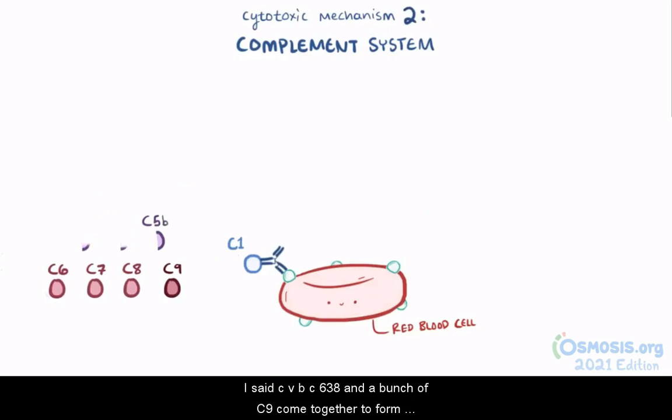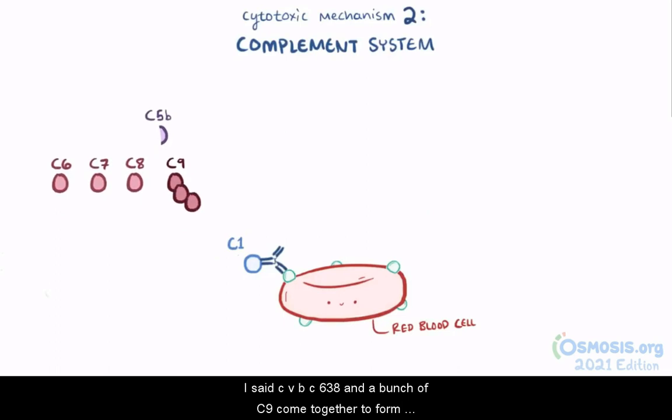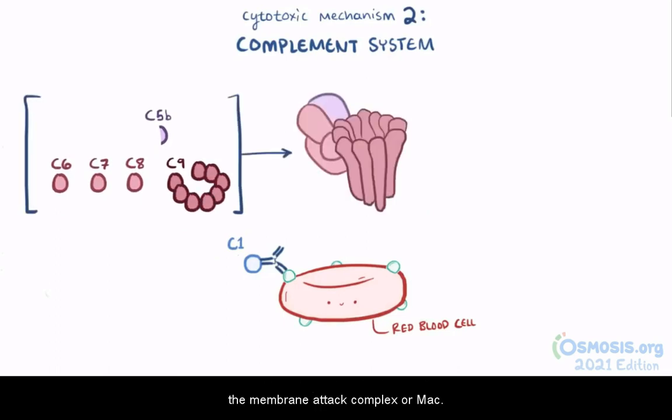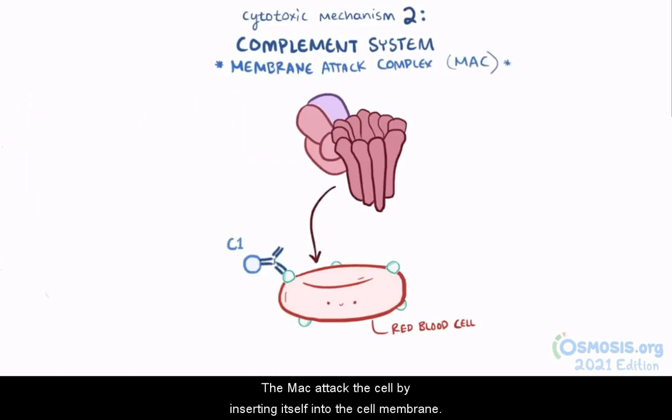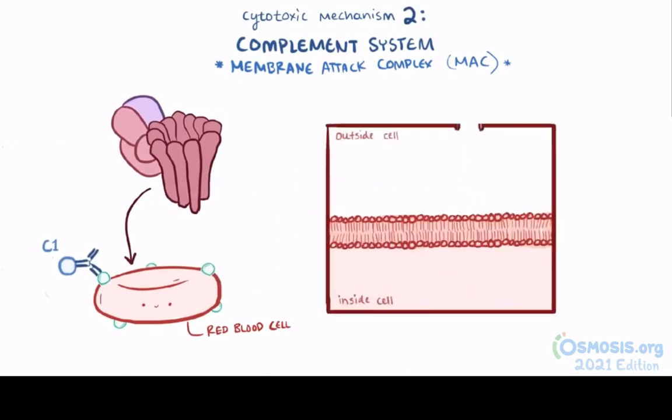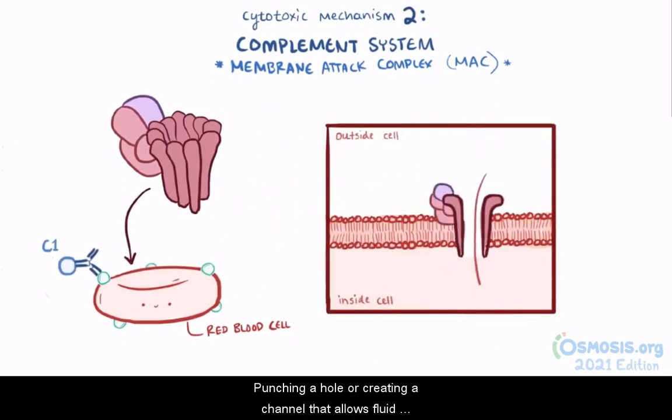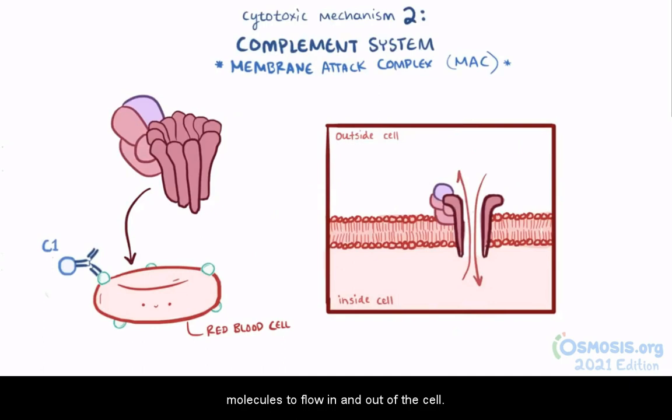The second cytotoxic mechanism requires us to follow the complement system through to the end. That said, C5b, C6 through C8, and a bunch of C9 come together to form the membrane attack complex, or MAC. The MAC attacks the cell by inserting itself into the cell membrane, punching a hole or creating a channel that allows fluid and molecules to flow in and out of the cell.